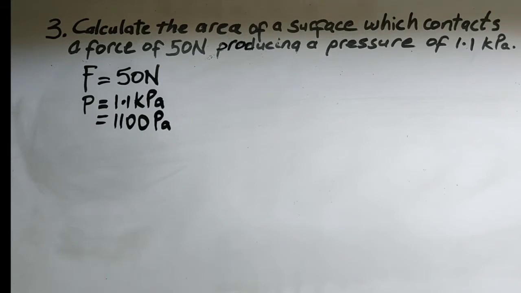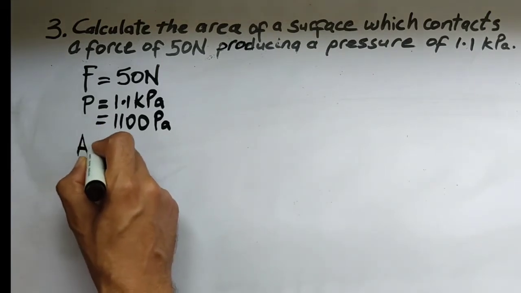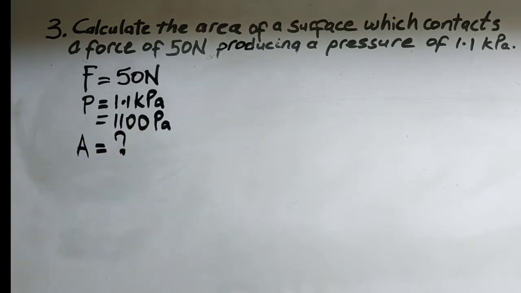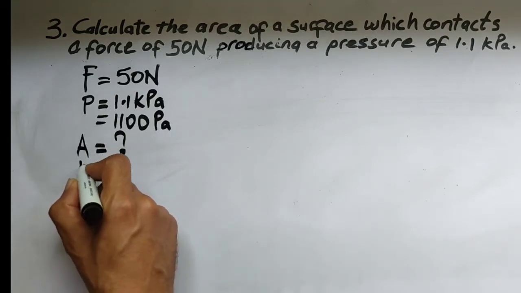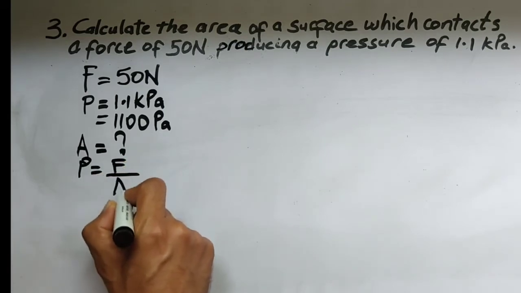So we are to indicate what we are about to calculate, and we do so like this. So we say area is a question mark. Now, in order to perform this calculation, we should write an equation that links force, pressure, and area together. That equation is pressure is equal to force divided by area.